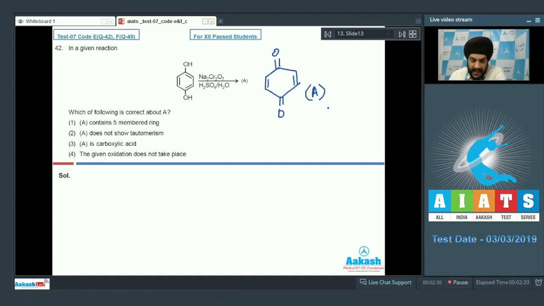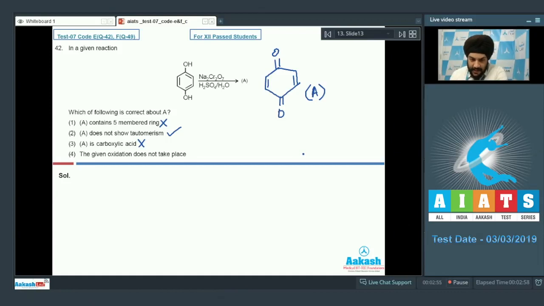The examiner seems to be interested in which of the following is correct about A. In the first statement it says A contains a 5-membered ring. This is incorrect, students. A contains a 6-membered ring. If you look at the second statement now, A does not show tautomerism. So this is correct, students. There are no enolizable hydrogen present in the structure, so A cannot show tautomerism. If you look at the third option now, A is a carboxylic acid. This is also incorrect. A is a ketone.